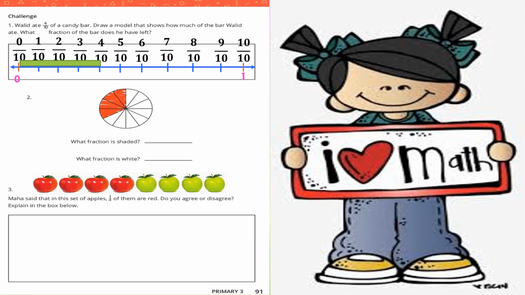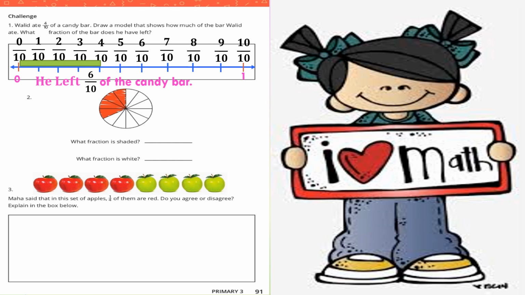But here I want the fraction. The fraction here, how many parts did he leave? He left 6 parts out of the total of 10 parts. So he left 6 out of 10 of the candy bar.